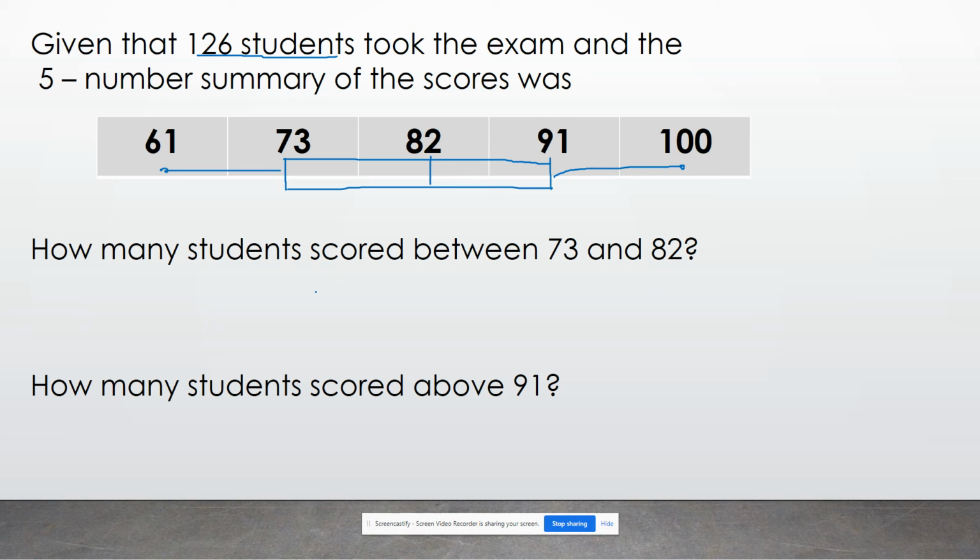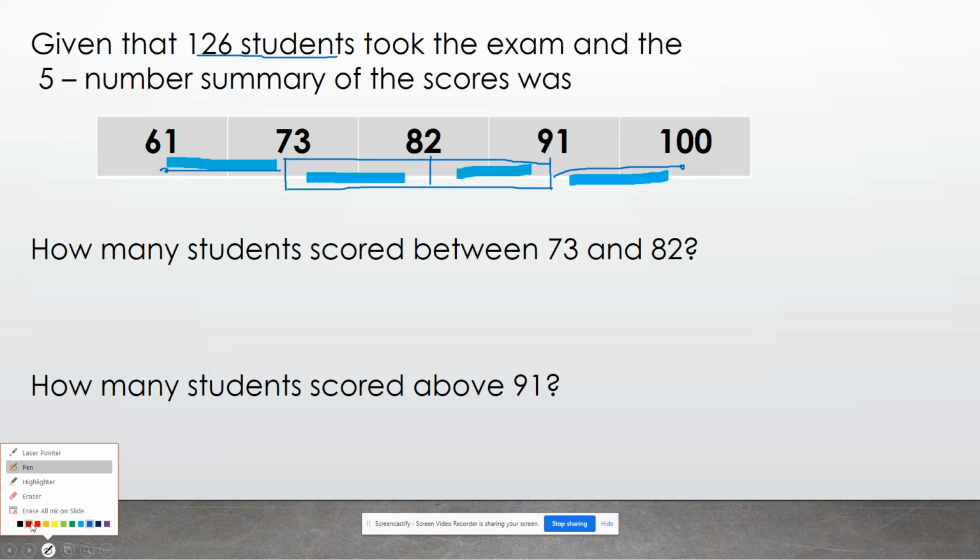Okay, how many students scored between 73 and 82? Well, 73 is right here and 82 is right here. So let's think about what percentage of the data that is. So if I look, this is split into 1, 2, 3, 4 sections of graph. If I take a dollar bill and split it into 4 pieces, wouldn't I get a quarter for each piece? So this is 25%.